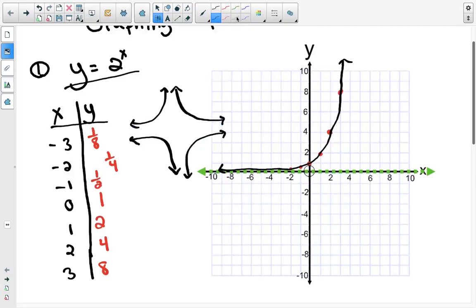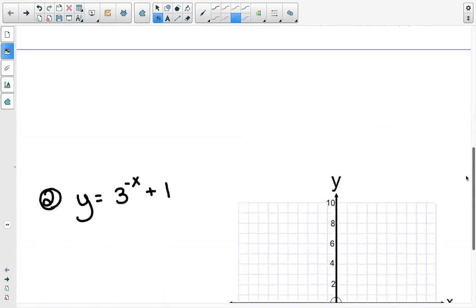Now, by the way, incidentally, the asymptote, this line here, remember, it has an equation to it. And the equation is going to be y equals 0. Because if you notice, these fractions, 1/8, the next one would be 1/16, 1/32, 1/64, they're getting extremely close to 0, but they will never get there. The asymptote is y equals 0.